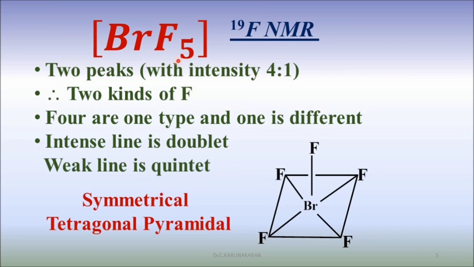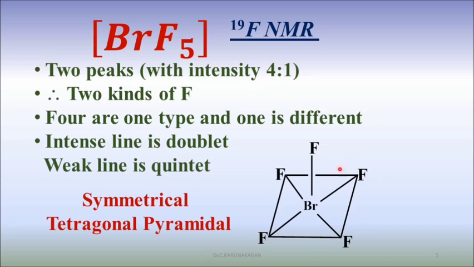Similarly, the structure of BrF5 is studied by using fluorine-19 NMR. In this case, two peaks are observed with intensity ratio 4:1. It shows that there are two kinds of fluorine: four are one type and one is a different type. The intense line is a doublet because it is a tetragonal pyramid.